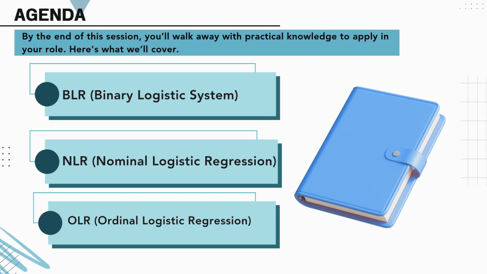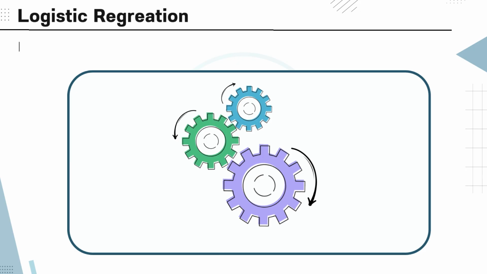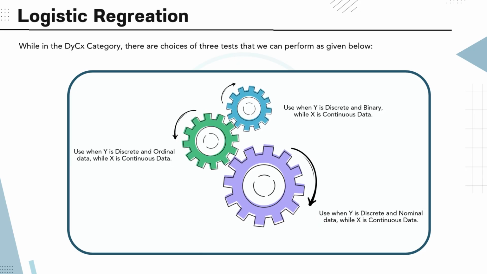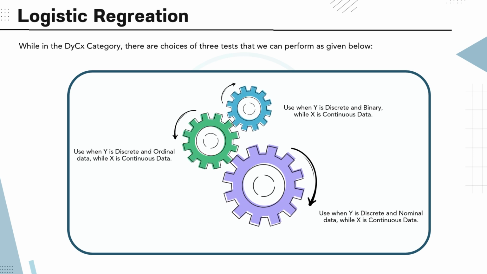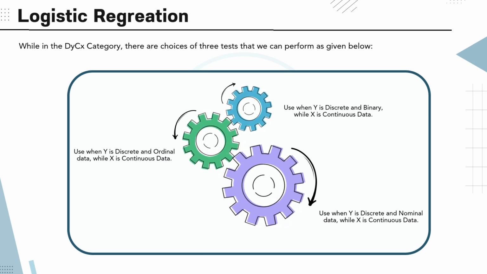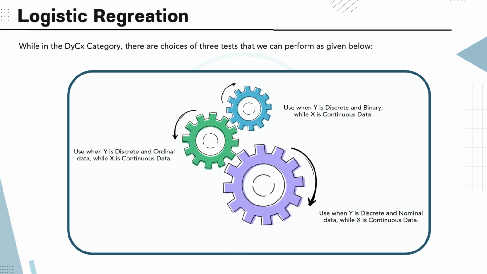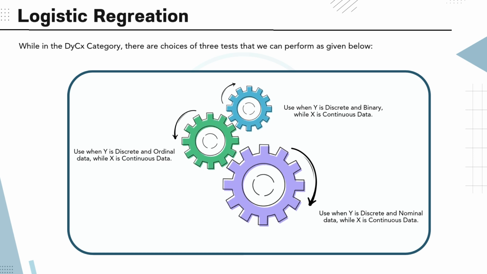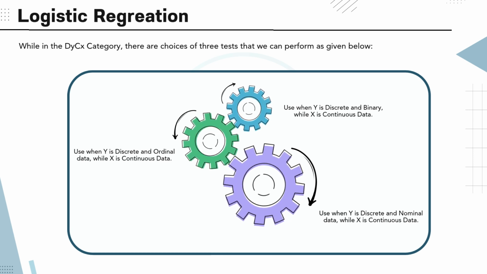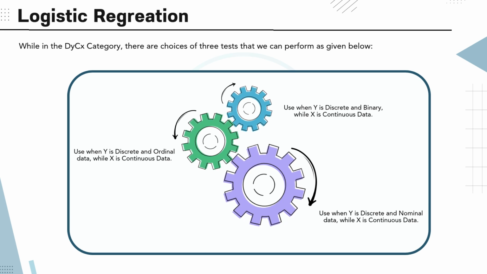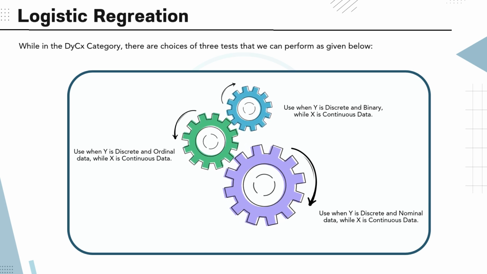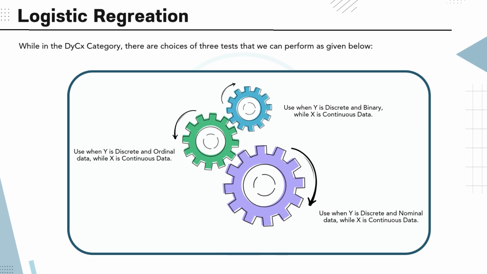Throughout the session, I'll walk you through real-world examples and interpretations so you can clearly see when and how to use each method effectively. In the DI-CX category, where our dependent variable, y, is discrete and the independent variable, x, is continuous, we have three logistic regression models to choose from, depending on the nature of the discrete outcome variable, y. Let's break this down.